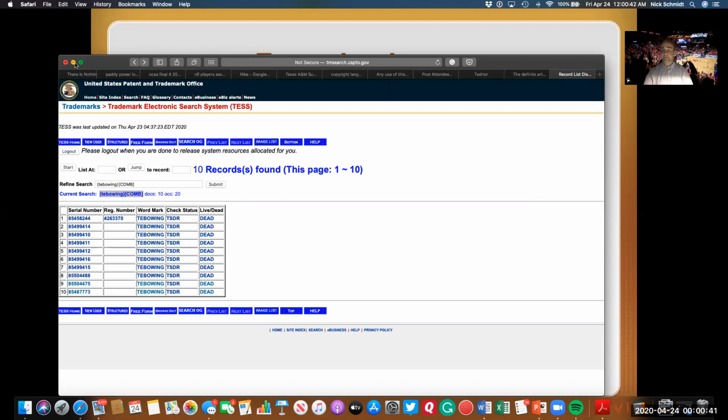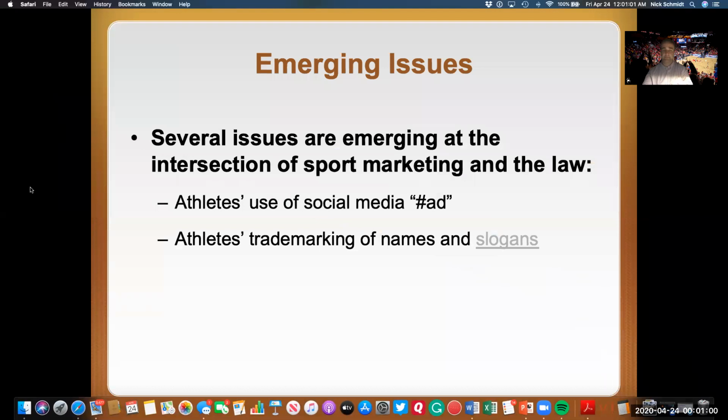So you can see Tebowing is not the only one. I'd encourage you to go in and look up and see what you can find. It's very interesting. It's not only slogans and names, but different logos as well. The United States Patent and Trademark Office is a very interesting little resource.